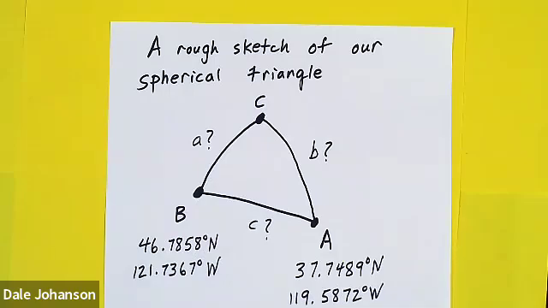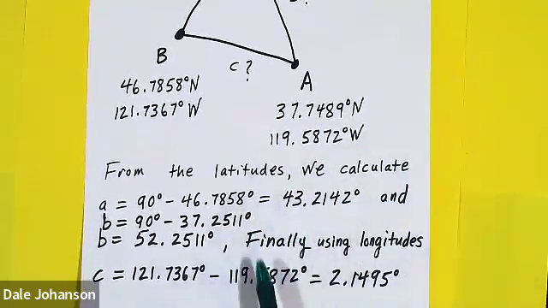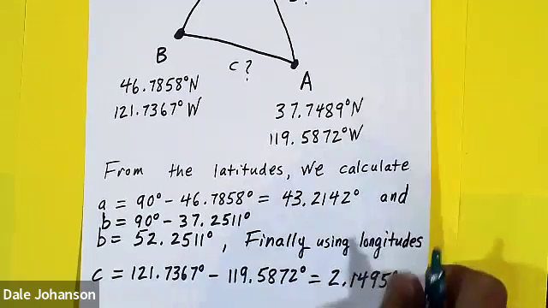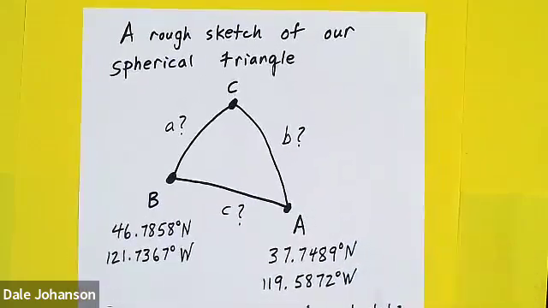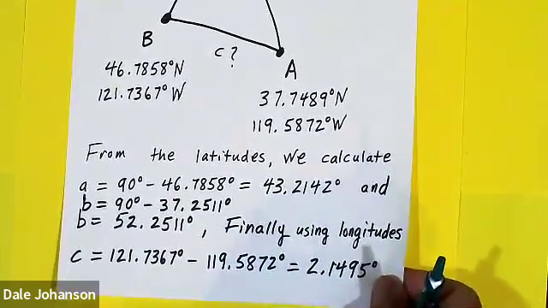Now, we use both the latitudes and longitudes. From the latitudes, we calculate the length of side A and the length of side B, both in degrees. And using the longitudes, we calculate the angle, capital C, which is a very small angle, 2.1495 degrees. So again, here's our rough sketch, and here is where we calculated those values.